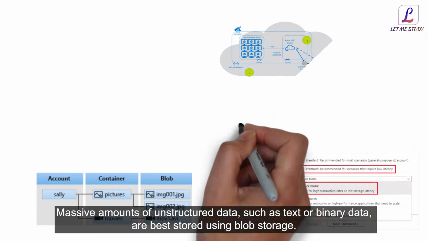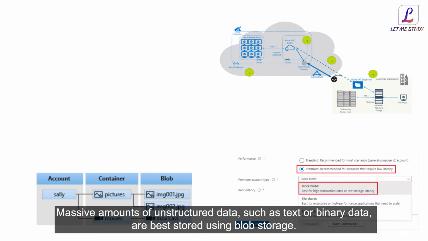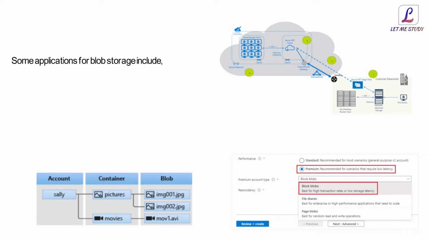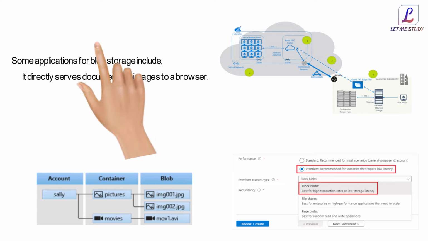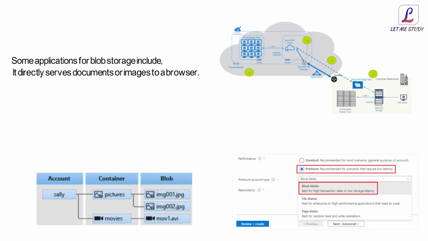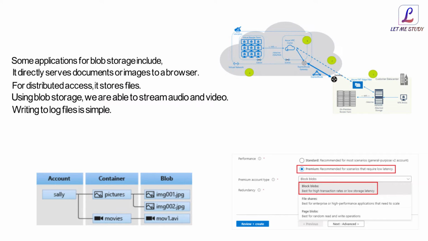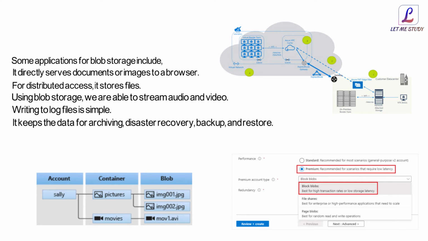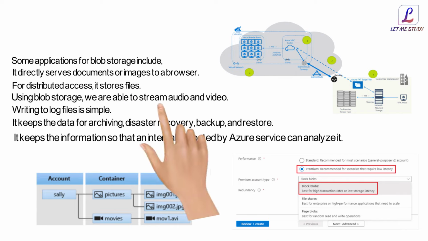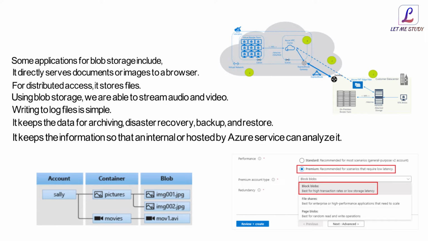Massive amounts of unstructured data, such as text or binary data, are best stored using blob storage. Some applications for blob storage include: it directly serves documents or images to a browser. For distributed access, it stores files. Using blob storage, we are able to stream audio and video. Writing to log files is simple. It keeps the data for archiving, disaster recovery, backup, and restore. It keeps the information so that an internal or Azure-hosted service can analyze it.